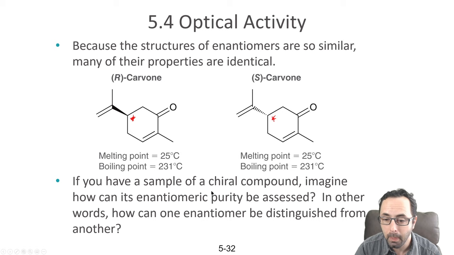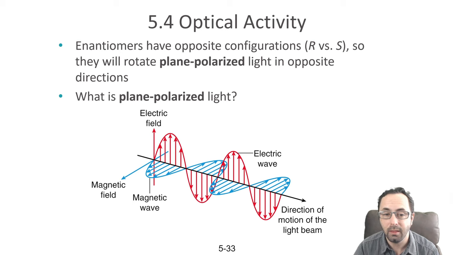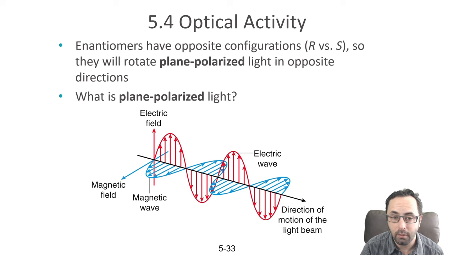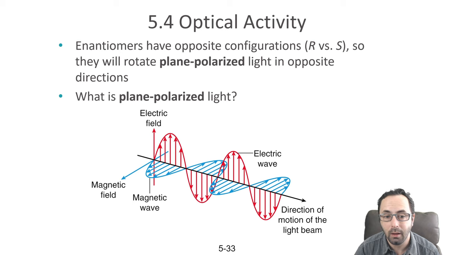So how would we determine how much of each we have? How can we distinguish one from the other? Well, the answer lies in the way that these two enantiomers would rotate plane polarized light. You guys might have heard of polarized sunglasses. These are sunglasses that block out a certain percentage of the light, and only let through that which is traveling in a wave that has a certain orientation. So light travels in a wave. It's an electromagnetic field, as they call it, and the electric field and the magnetic field propagate perpendicular to one another.